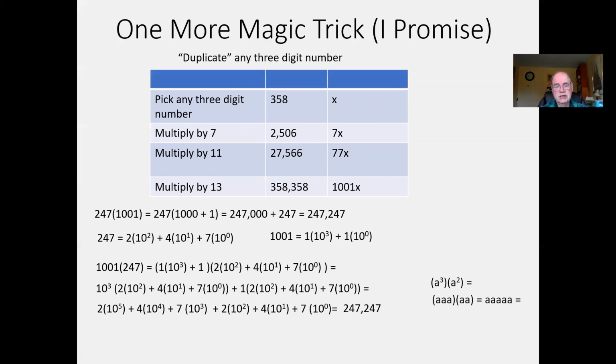Well, it's 3 a's times 2 a's, right? A cubed is a times a times a. But clearly a cubed times a squared is, there are 3 of them times 2 of them. Put them all together and you get 5 of them, and then we see the law. A cubed times a squared clearly is a to the 5th, and that's 3 plus 2. So there is our law of exponents, which is what I was using here over on the left side.